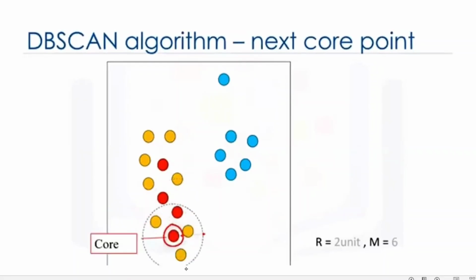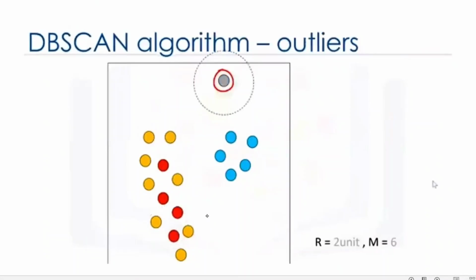Once it is done, now it is going to attach all the core points. For these core points, whatever border points are there, everything belongs to one cluster. Is that clear? So it is just going to apply a concept called R and M, where R is the radius, M is the minimum neighbors.